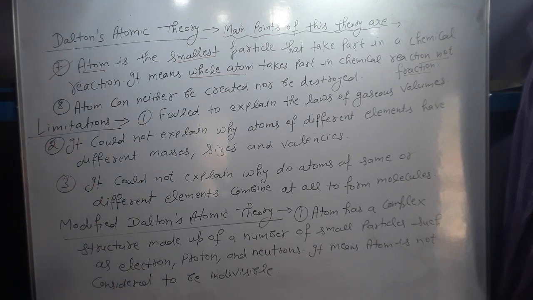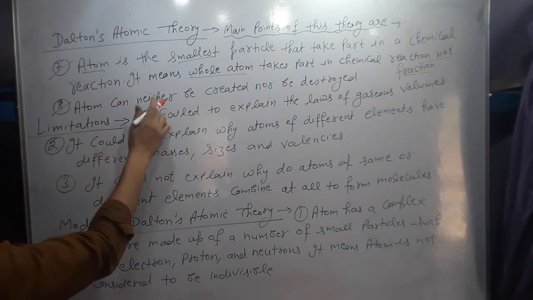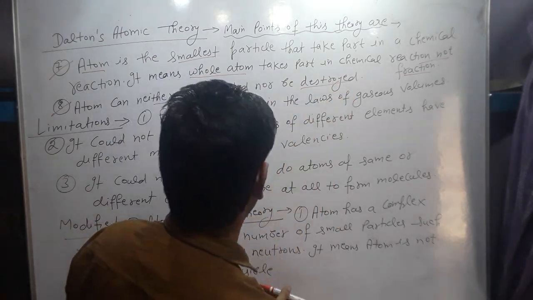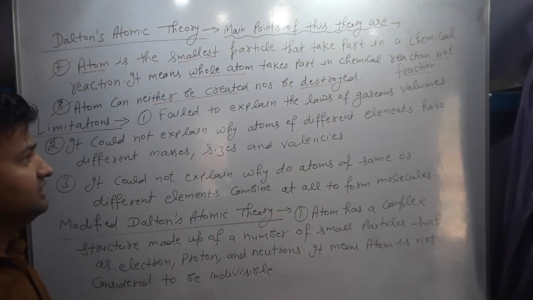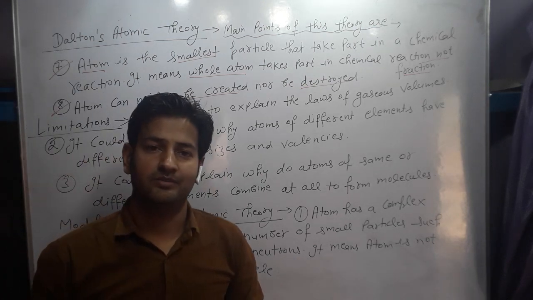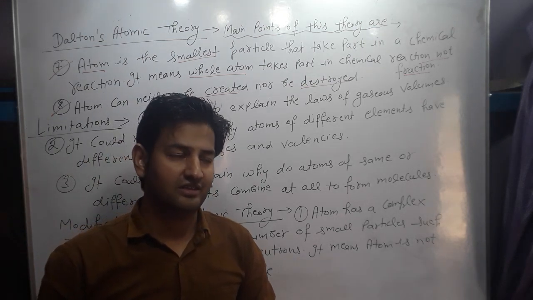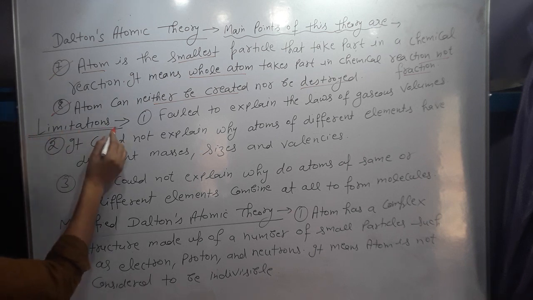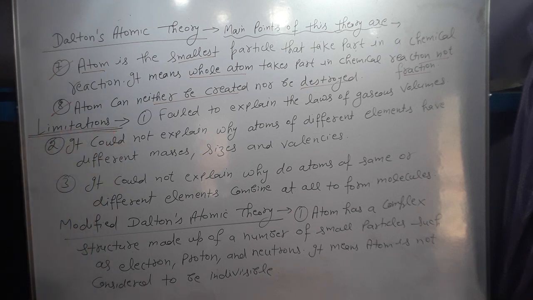Next, the last point of Dalton's atomic theory is that atoms can neither be created nor destroyed. Atoms को ना खत्म किया जा सकता ना पैदा किया जा सकता. So these are some points given by Dalton in his theory, that is Dalton's atomic theory. But there are some limitations. Some limitations of Dalton's atomic theory.